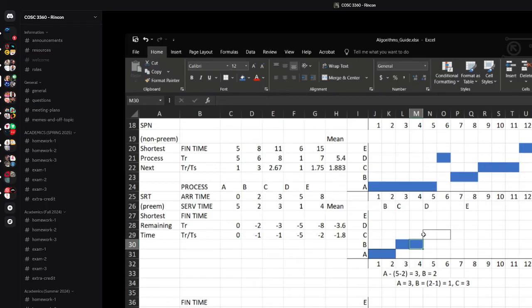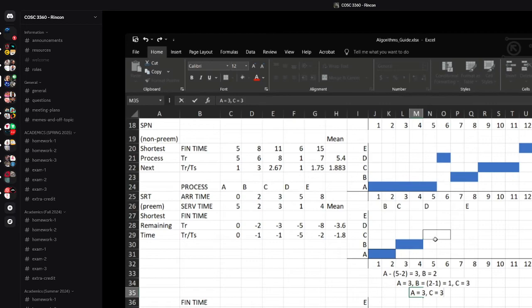Okay, and at this time, let me just write this right here. At time 3, we have A is equal to 3, and then C is equal to 3. So between these two, which one has the shortest remaining time? Well, in this case, they're actually equal, right? But A actually arrived first, so we're gonna run A first.